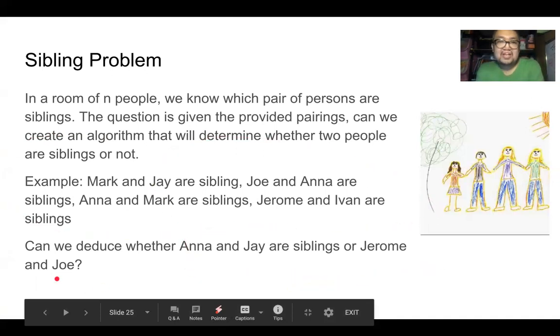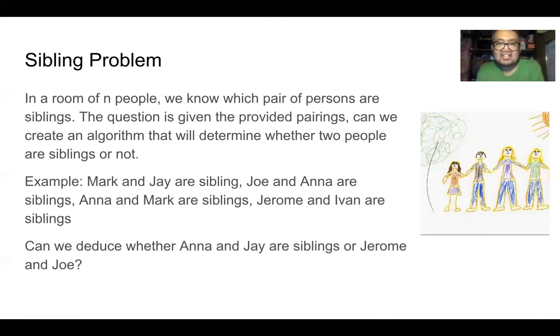So, well, madali siyang makita kasi halimbawa, we know that Mark and Jay are siblings. Tapos Joe and Anna are siblings. We know also that Anna and Mark are siblings. So, it is easy to deduce na si Anna sa si Jay, siblings na sila. Si Jerome sa si Joe, since wala tayong makitang link sa kanila, we can say na hindi sila siblings.